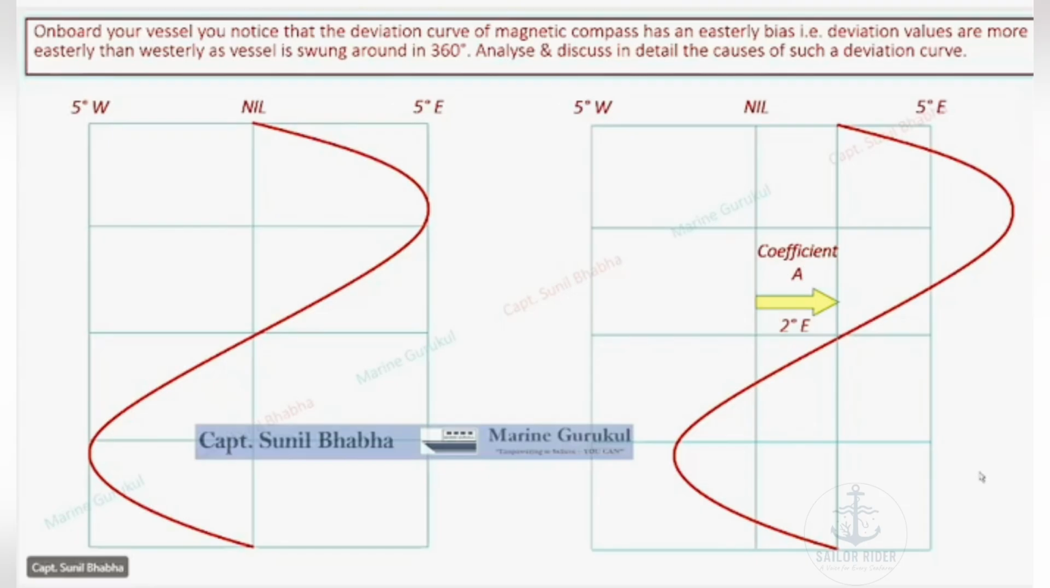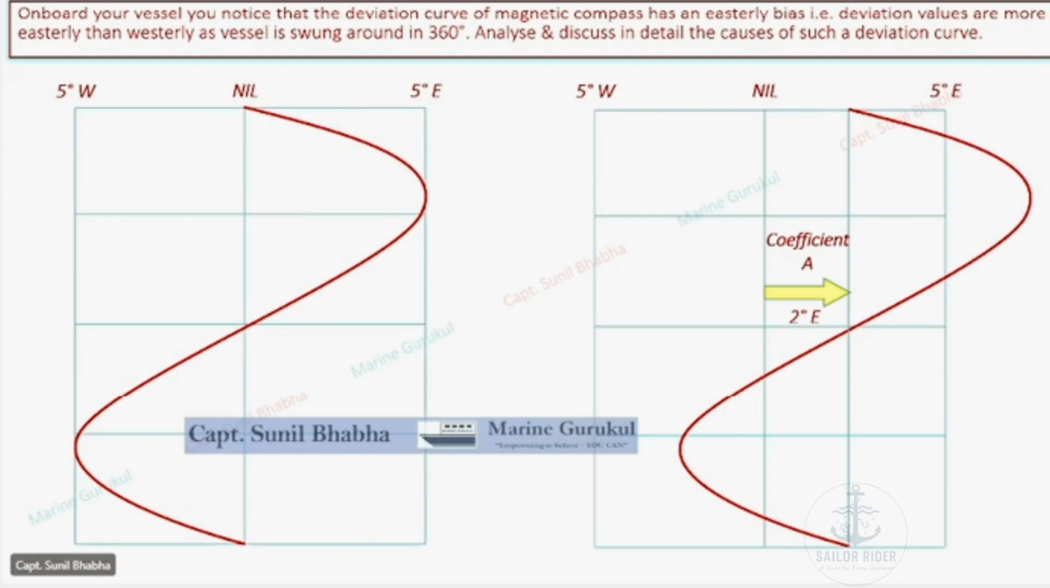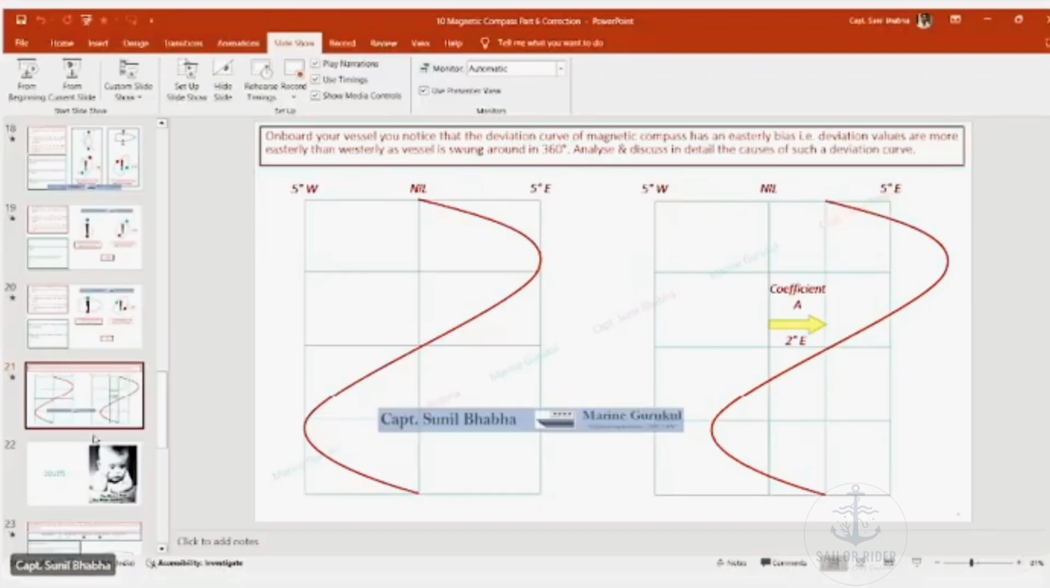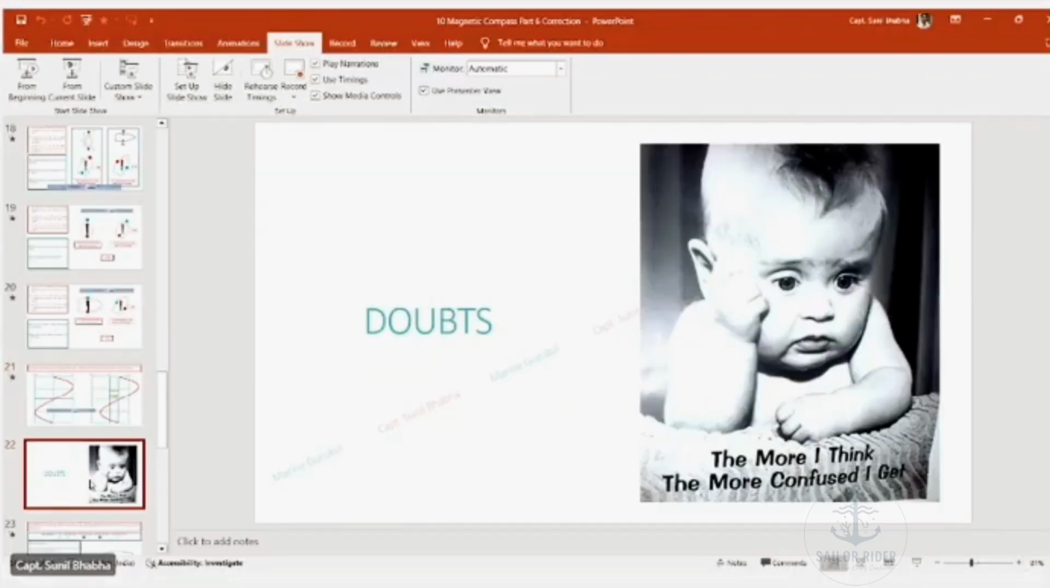Clear, beta? Is that clear? Any doubts? All right, great. So that completes our magnetic compass. Typical questions are done. So I'm closing down the presentation now. Yeah, all right.